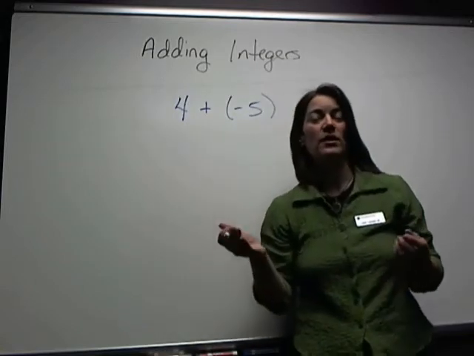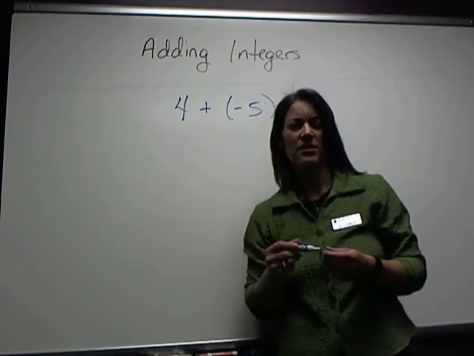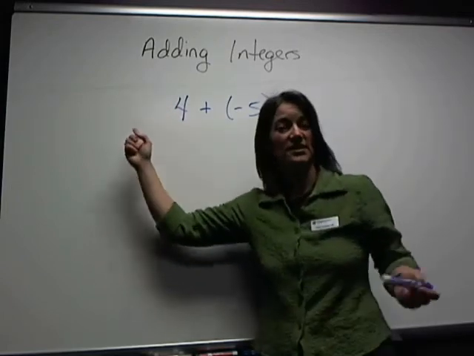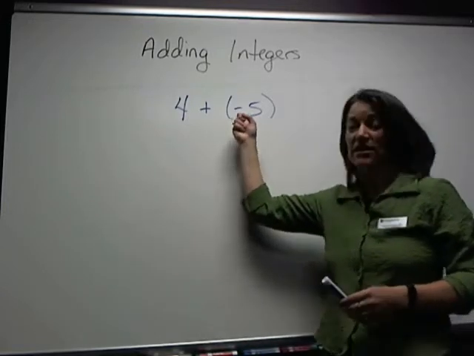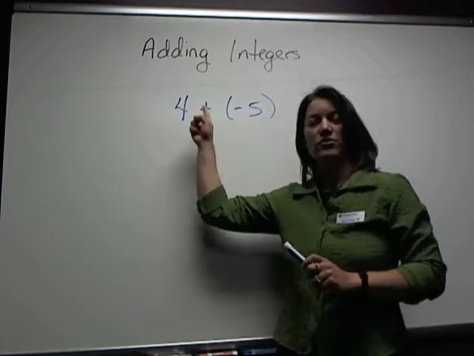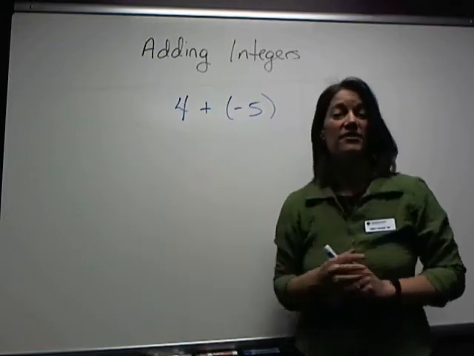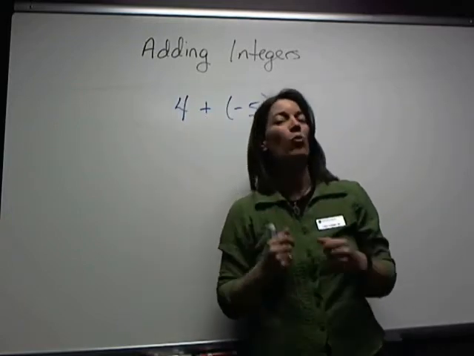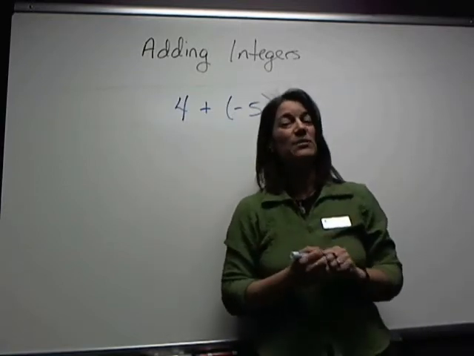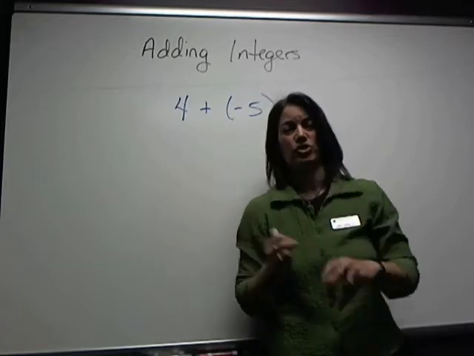If I have 4 and I'm adding a negative 5, the 4 is positive because there's no symbol in front of it to tell us that it's negative. The 5 is negative because here's our little negative sign right in front. And I'm adding. So I have a positive number and I'm adding a negative number to it. When we have one of each sign, that is when we subtract the two numbers and keep the sign of what we call the larger number.